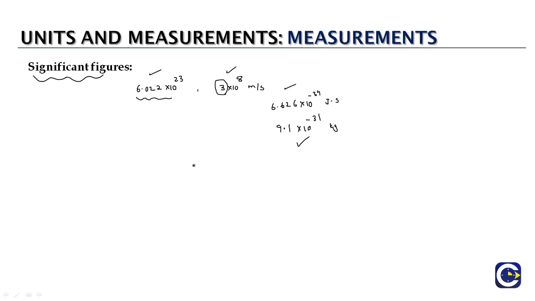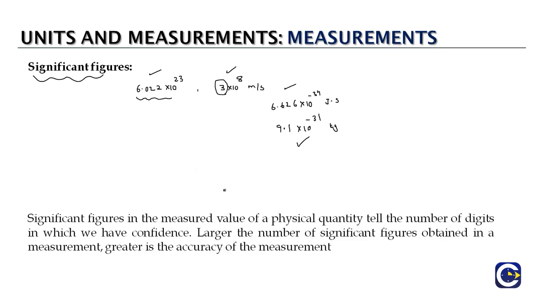Now, what are these significant figures actually? When we have a measured value of any physical quantity, then the number of digits which we have confidence in is what we'll be calling as the significant figures. There is a procedure to find out the number of significant digits in any given measured value, but the idea is, larger the number of significant figures, it means we have more confidence in that particular value, or we can also say there is a greater accuracy in the particular value of the measurement. So this is the broad idea of what is significant figures.